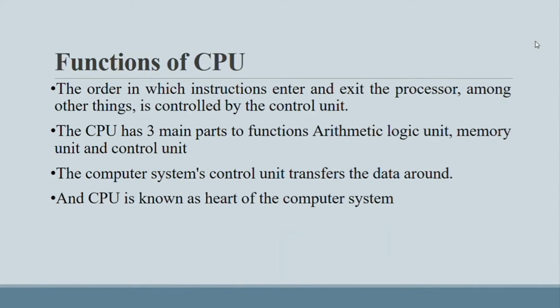Functions of the CPU. The order in which instructions enter and exit the processor, among other things, is controlled by a control unit. The control unit manages the operation of all computer components but does not perform any actual data processing. To function properly, all CPU components must be controlled, and the control unit performs this function at a rate determined by the clock speed. It is in charge of directing the operation of the other units through the use of timing signals that run through the CPU.